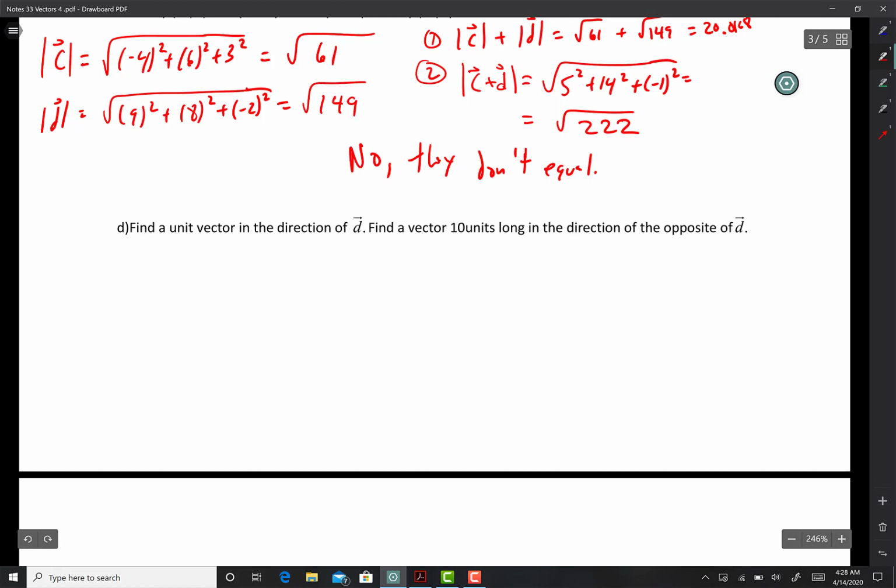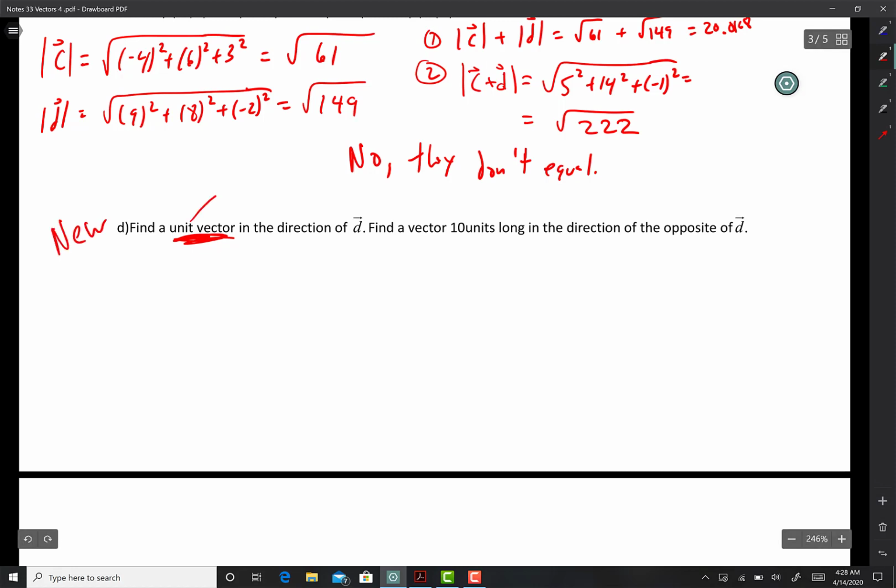Ooh, unit vector. Find a unit vector in the direction of D. Find a vector 10 units long in the direction of the opposite of D. All right. Hopefully this makes sense to you guys. This is new.